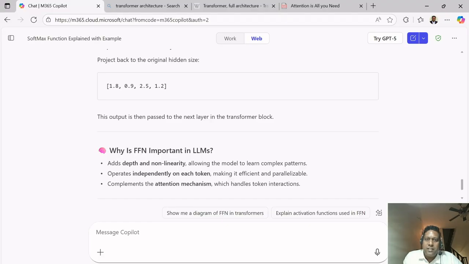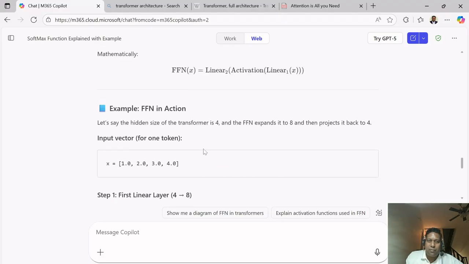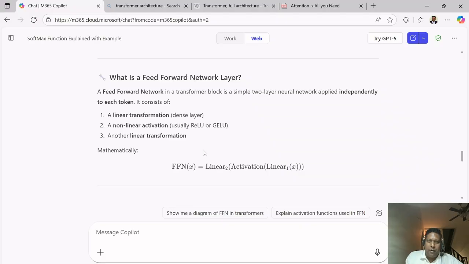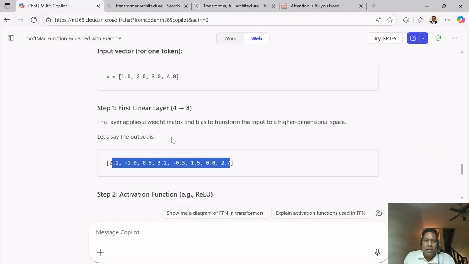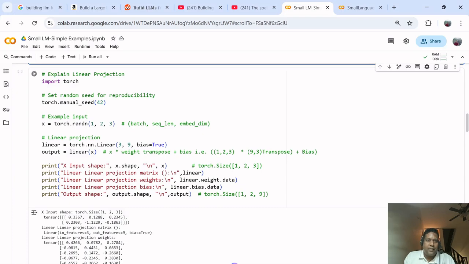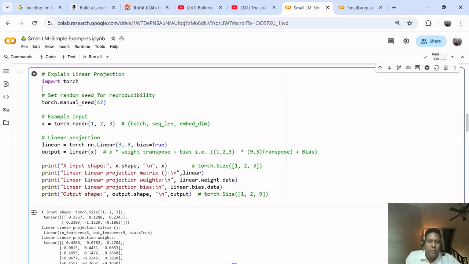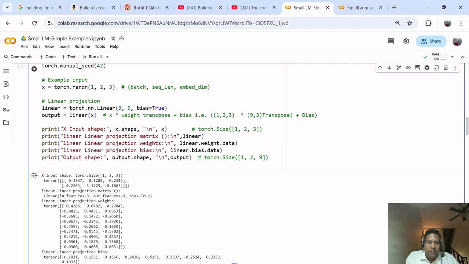So that's all there is really to linear transformation. It's just a bunch of mathematical operations involving a linear transformation to a higher dimension, then applying an activation function, and then another linear transformation to bring it back to the original dimension it was. What I did was bring an example of that, right? So I'm using PyTorch, and I took an input, which is really the first batch, with 2 tokens, which is the sequence length, and 3 dimensions.